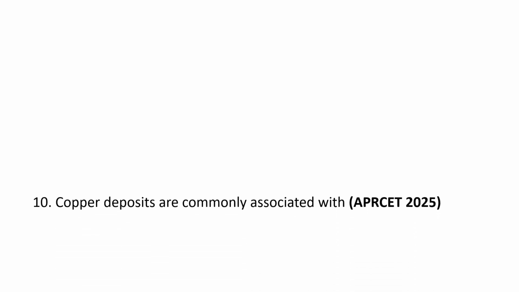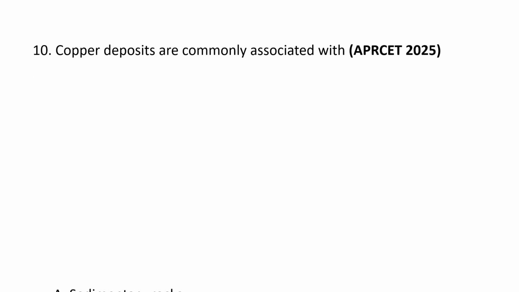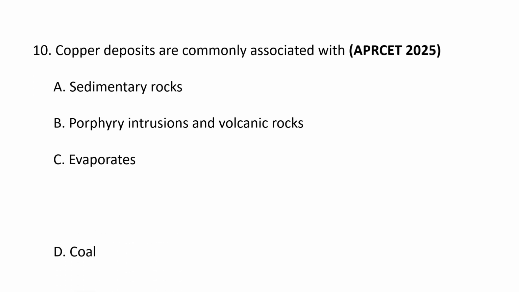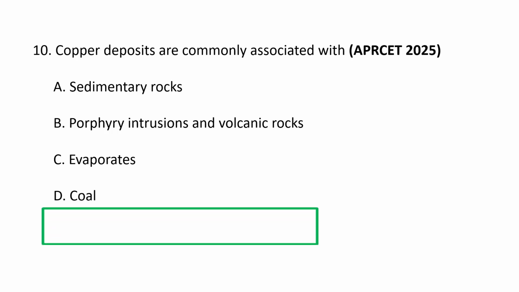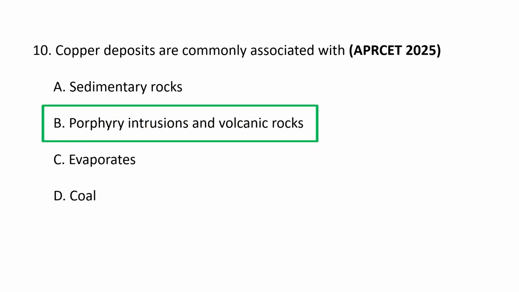Next question. Copper deposits are commonly associated with A. Sedimentary rocks, B. Porphyry intrusions and volcanic rocks, C. Evaporites, and D. Coal. Copper deposits are commonly associated with porphyry intrusions and volcanic rocks, which are large, low-grade ore bodies formed by hydrothermal fluids originating from cooling magma. These deposits are a major source of copper and often contain other metals like gold, silver, and molybdenum. So copper deposits are mainly associated with porphyry intrusions and volcanic rocks. B is the correct option.